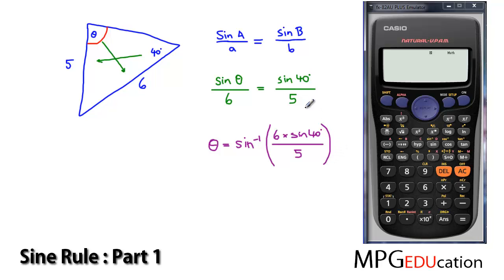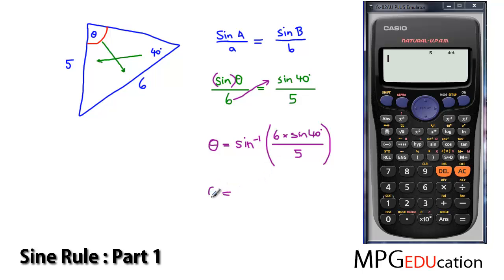Okay, so let's have a look at what's happened there. We've taken this 6 and moved it up to this side of the equation, and then it's almost like to take away the sine from the theta, so we've just got the angle theta, we do this sine to the minus 1.